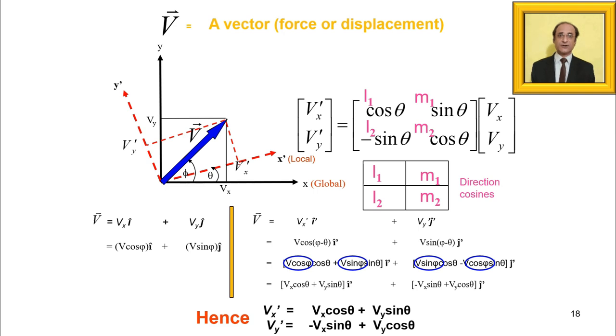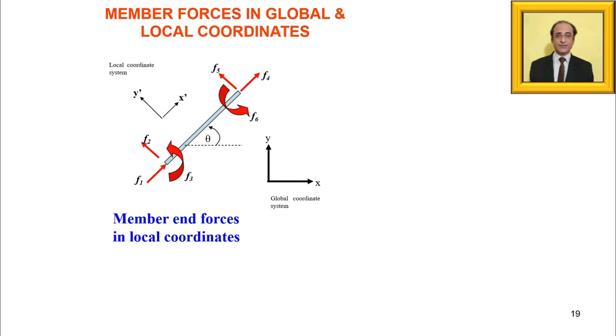So this is how we transform the forces or the displacements or any vector from one coordinate system to another. Here we are transforming from global to local. If you know the components in global terms, then we pre-multiply with this matrix and we get them in the local. So now we have these forces in the local coordinate system. Or these could be displacements.